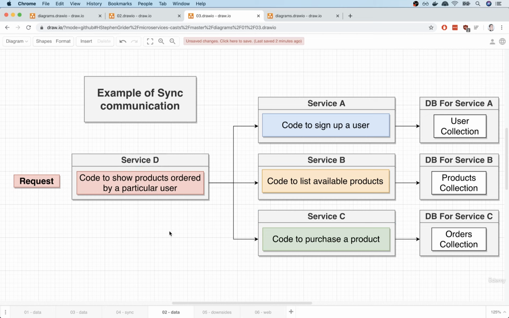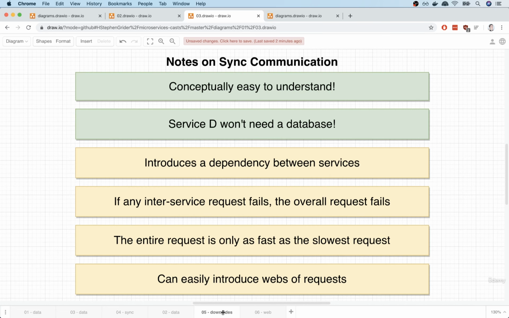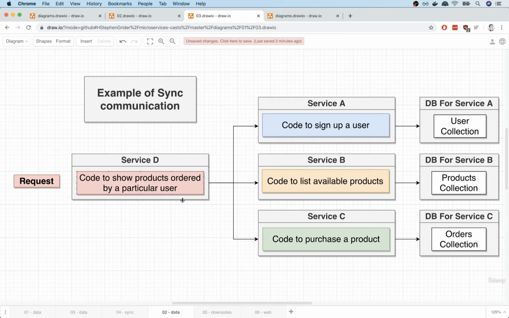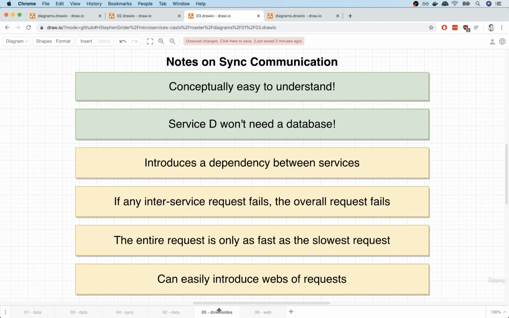Now, there's some definite upsides and downsides to this approach. So let's take a look at those right away. The upsides to this are that using synchronous communication is pretty easy to understand. I think that by pretty much just looking at this diagram, you've probably got a reasonable idea of how this stuff works. We create a service. It makes requests to other services to get data. That's it. So conceptually, not the worst thing. The other nice thing about this approach is that service D is not going to need a database.